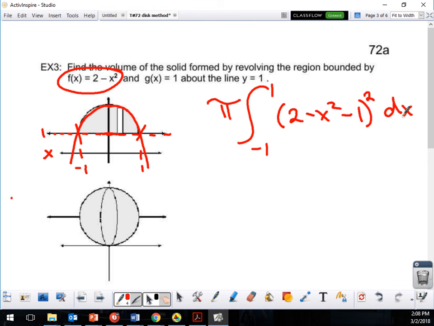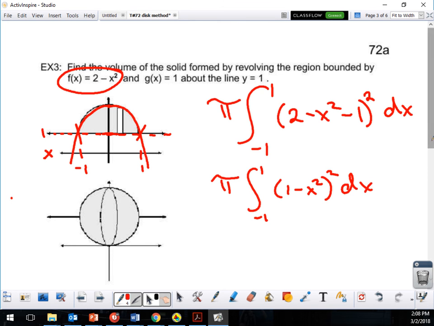So now, right here, do a little math. Pi, from negative 1 to 1, and that's going to be, try again, 2 minus x squared, minus 1, squared, dx. You can clean that up. I was distributing this. So this is going to be the radius of this, I'm going to say 1 minus x squared, squared.